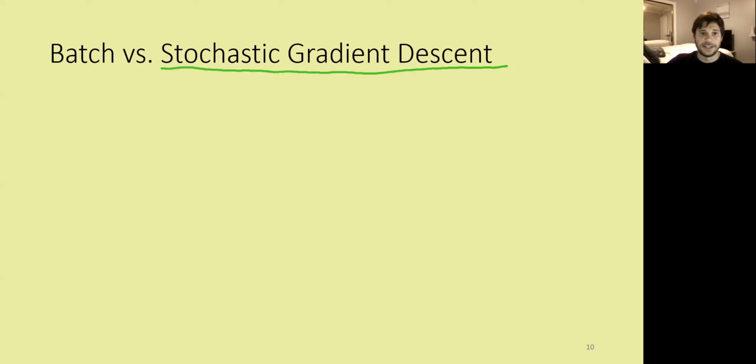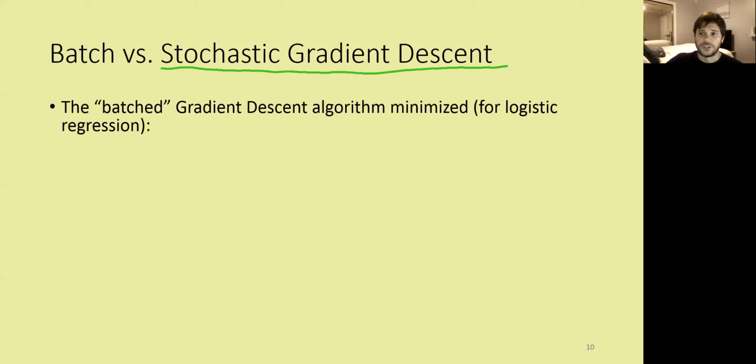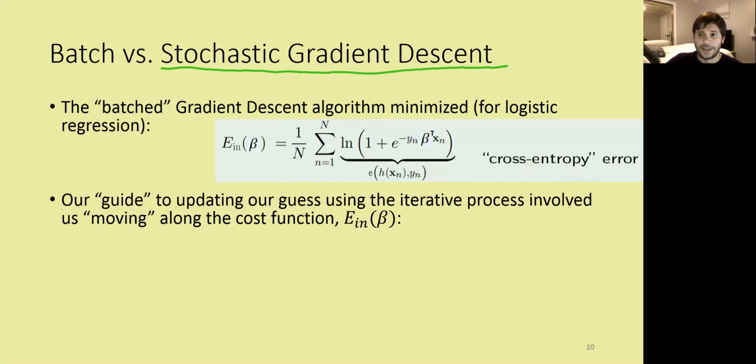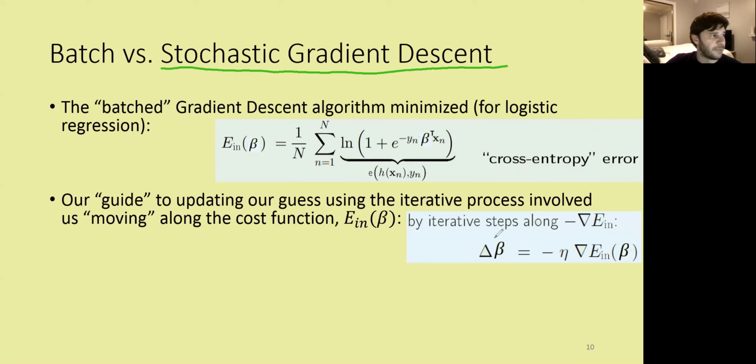Now, the batched gradient descent algorithm for logistic regression, right? What are we doing? Well, we're trying to solve this problem of minimizing that cross entropy error. And our guide for updating our guess in the iterative process involved moving us along the cost function in the negative direction of the gradient, dealing with a step size here of delta beta, that's the entire step size, which is determined by scaling the gradient by this learning rate eta, which is usually a pretty small number, about 10%, 0.1.